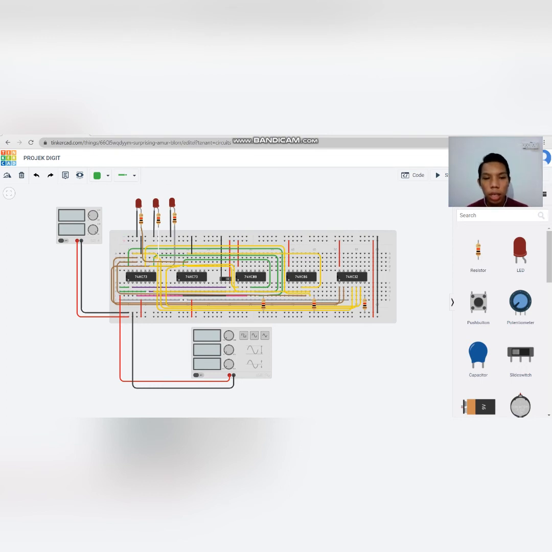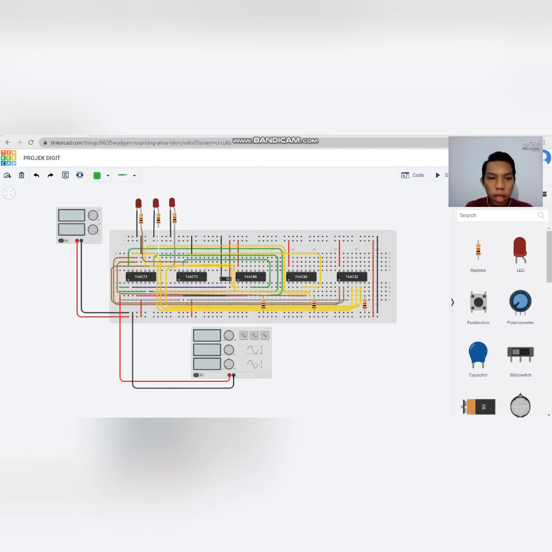Okay, this is the TINKERCAD, and this circuit is for question number 1. This circuit is also based on the state diagram that my teammate produced. So we can look here, this is how the circuit looks.